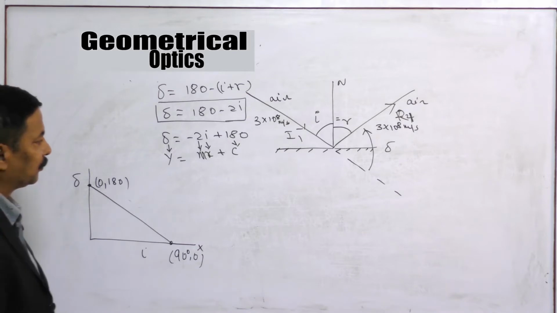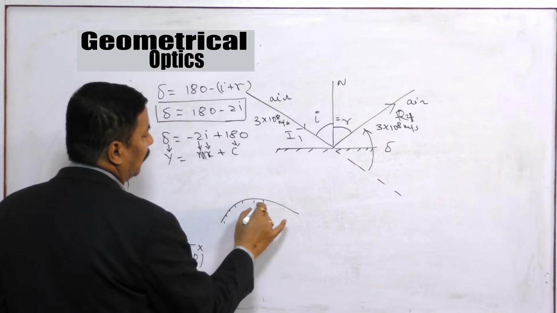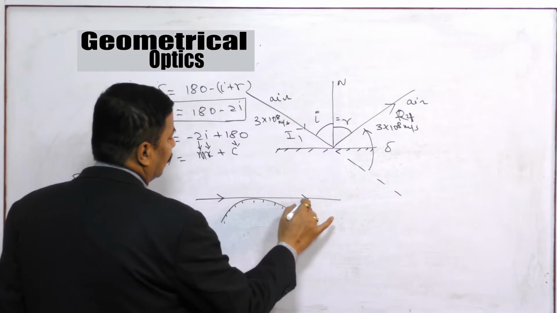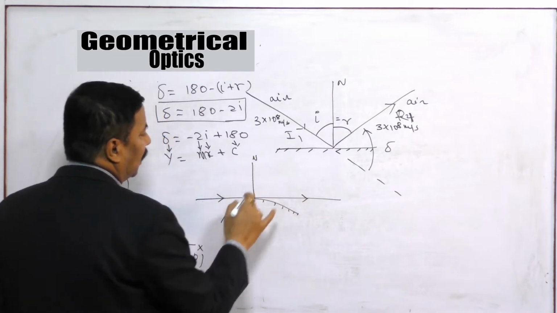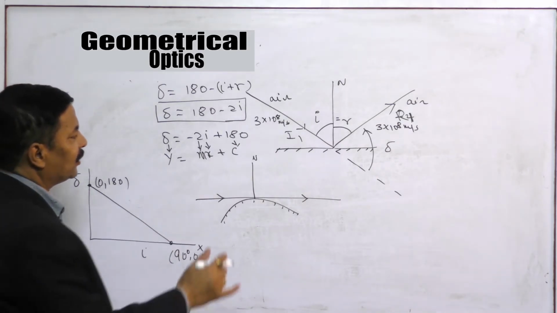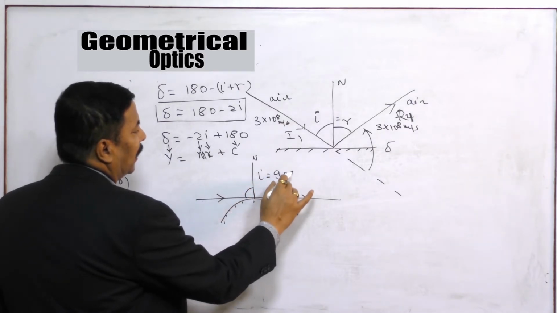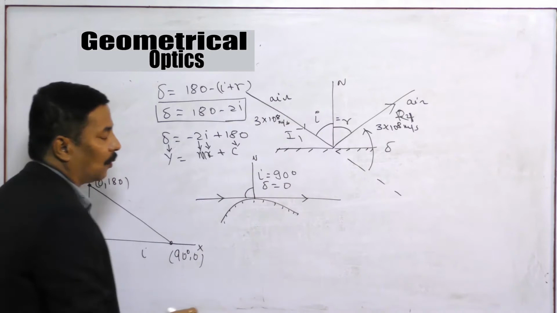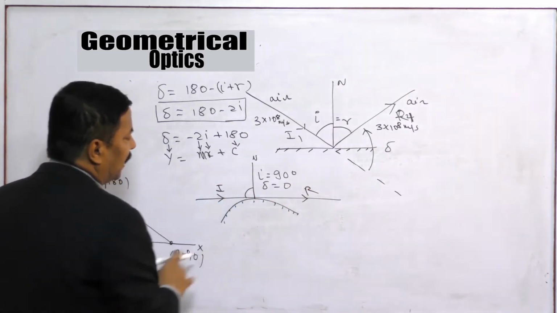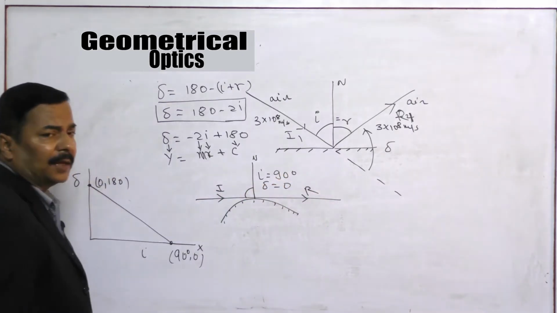Now see carefully. If I take a reflecting surface in this way, and this is the incident ray, and this is the reflected ray, this is the normal. What is the value of I here? The value of I here is 90 degrees. I is equal to 90 degrees and deviation is equal to 0. Why? Because the incident ray has not changed its direction. It has gone in the same direction.